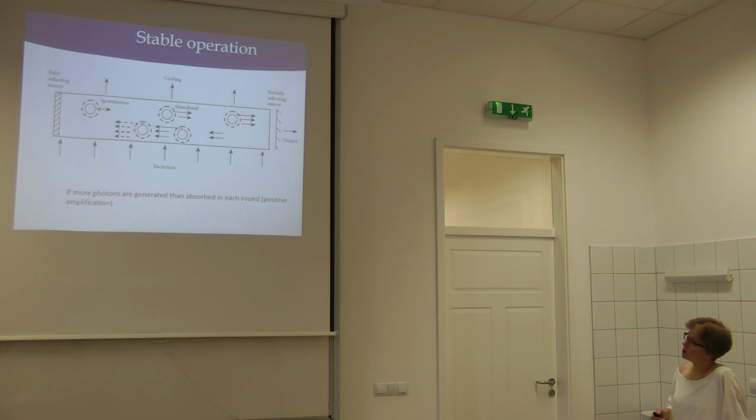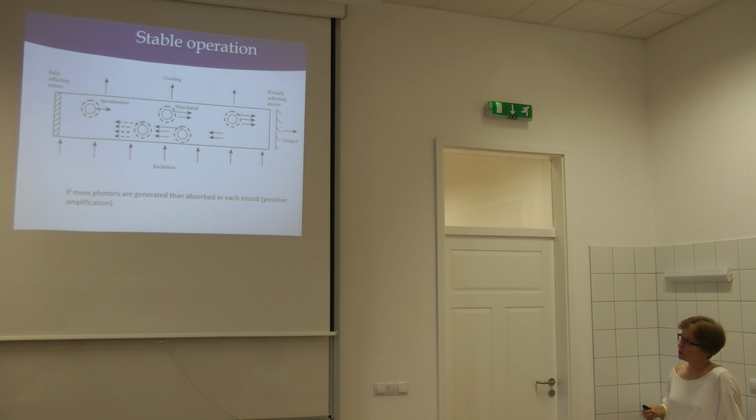And then for stable operation of the laser, we need to have more photons generated than are absorbed in each round of the medium. What usually happens is that you have this active medium or lasing medium, and you place it between two mirrors, inside the cavity, the resonator that I showed before. Some mirrors are curved, some are flat. The laser light goes back and forth between the two ends of the resonator, and each time it passes through the active medium, it can achieve a higher number of photons than the round before.